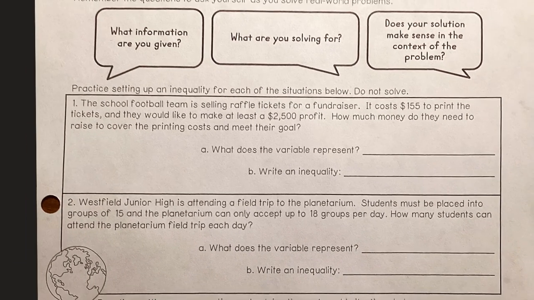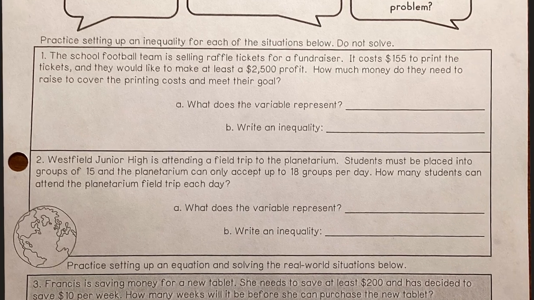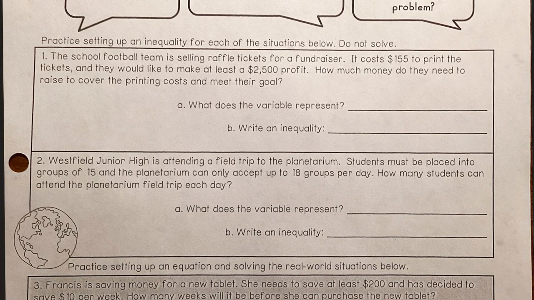So let's look at the first one together. We're just going to practice setting up an inequality for each of the situations below, but we're not actually going to solve them. So for number one, it says that the school football team is selling raffle tickets for a fundraiser. Okay, I'm given that information, but there's also no numbers for me to pay attention to yet. So that's the scenario. They're selling raffle tickets.